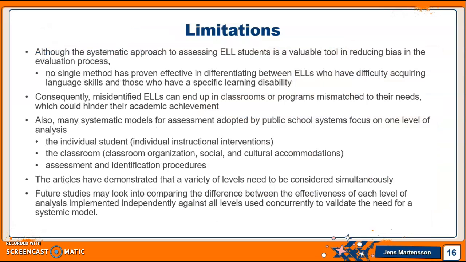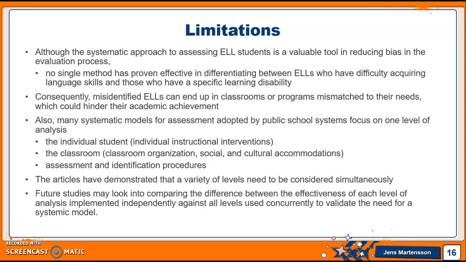Some limitations. Although this model approach is a valuable tool in reducing the biases in the evaluation process, still no single method has been proven effective in truly differentiating between ELLs who have difficulty acquiring language skills versus those who have a specific learning disability. Because of this, ELL students are misidentified and they end up in classrooms or programs mismatched to their needs, which could definitely hinder their academic achievement.